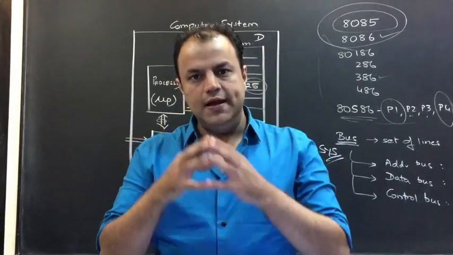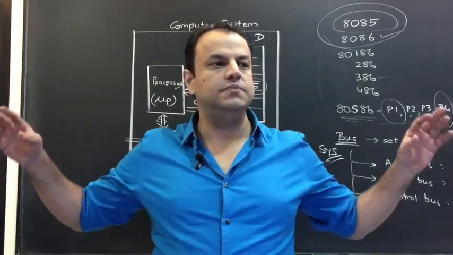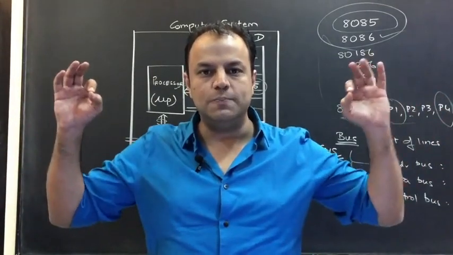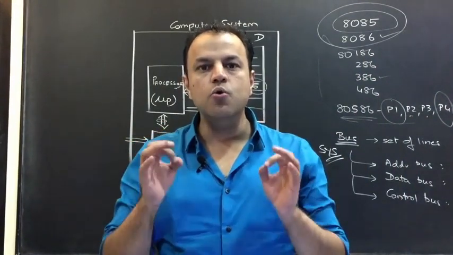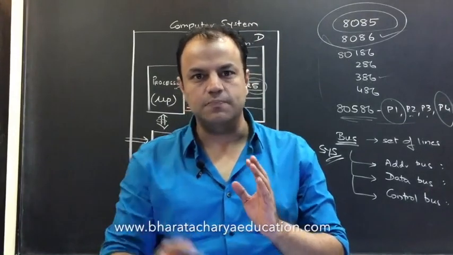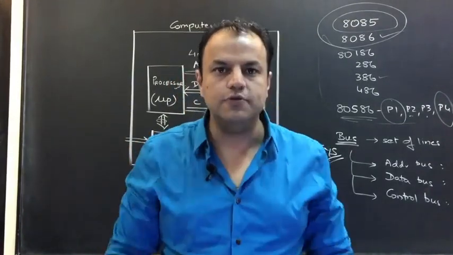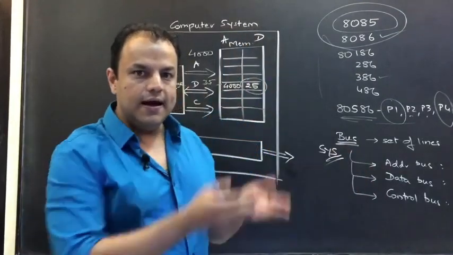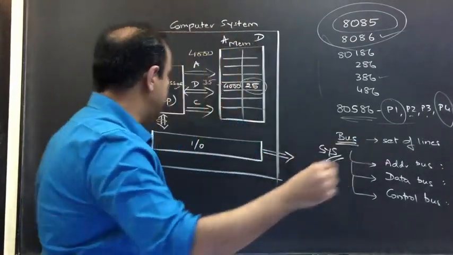The names read and write are always mentioned with respect to the processor. I am saying it again. They are always mentioned with respect to the processor. So if I say a read operation is going on, who is reading? The processor. Processor is getting data. That's called a read operation. When I say write is going on, who is writing? Processor. That means it is sending data. Read means processor is getting data. Write means processor is sending data.